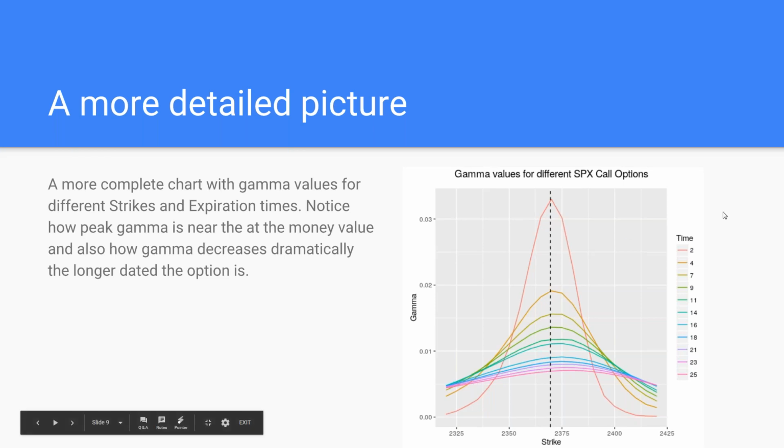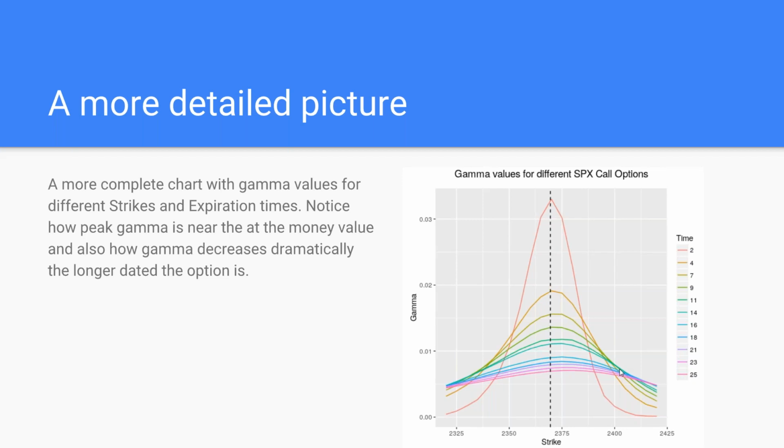But from this chart, we can also tell that gamma changes with time. Look at this, the options with only 2 days on them have a gigantic amount of gamma. But as time passes, the gamma is kind of disappearing. Even after only 25 days, options not even a month away, the gamma is really low. So it's giving me a hint here. I'm getting a couple of hints.